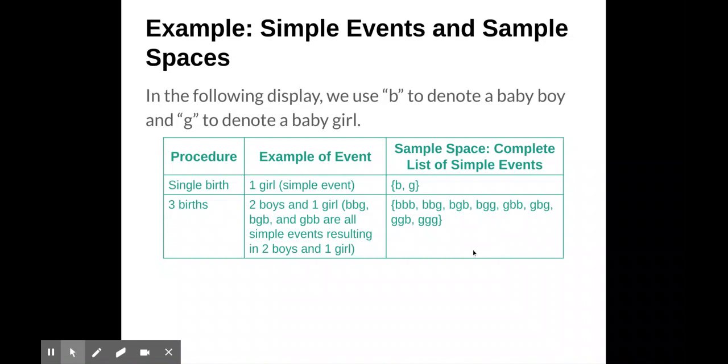So you can see just during this process with 2 outcomes, boy or girl, when you went from 1, you had a sample space of 2 events. When you went to 3 times, your sample space became 8. So it gets very large very quickly. If we did it 4 times, we'd have 16.